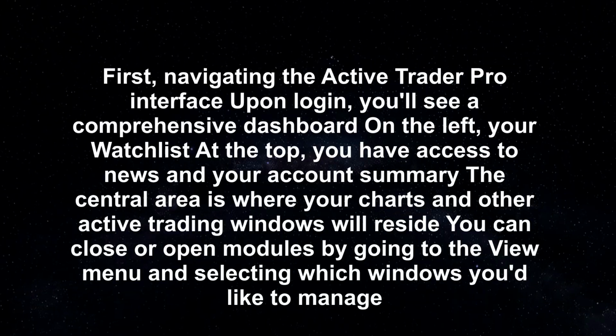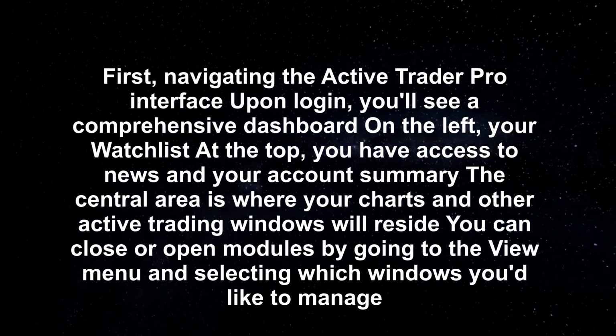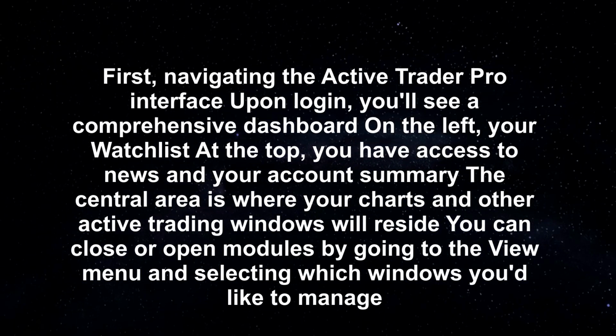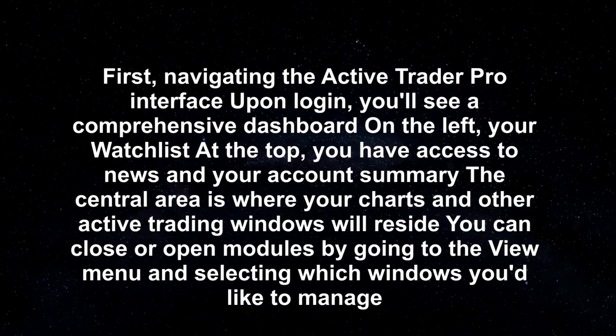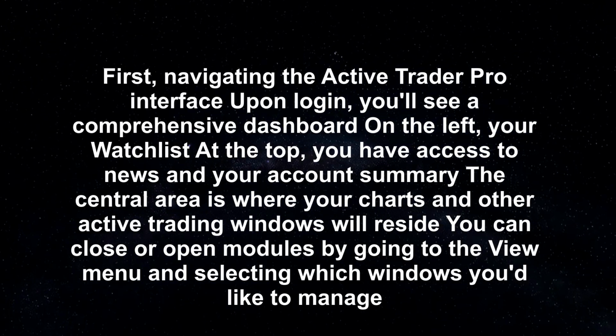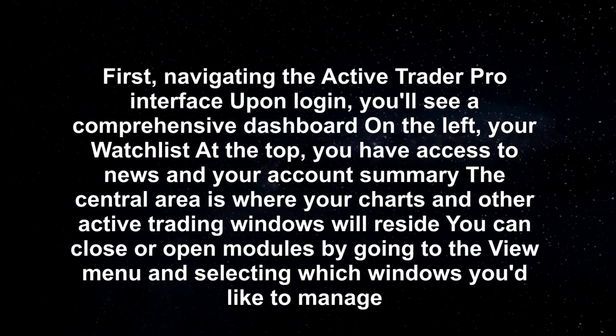Let's dive in. First, navigating the Active Trader Pro interface. Upon login, you'll see a comprehensive dashboard on the left, your watch list at the top. You have access to news and your account summary. The central area is where your charts and other active trading windows will reside. You can close or open modules by going to the View menu and selecting which windows you'd like to manage.